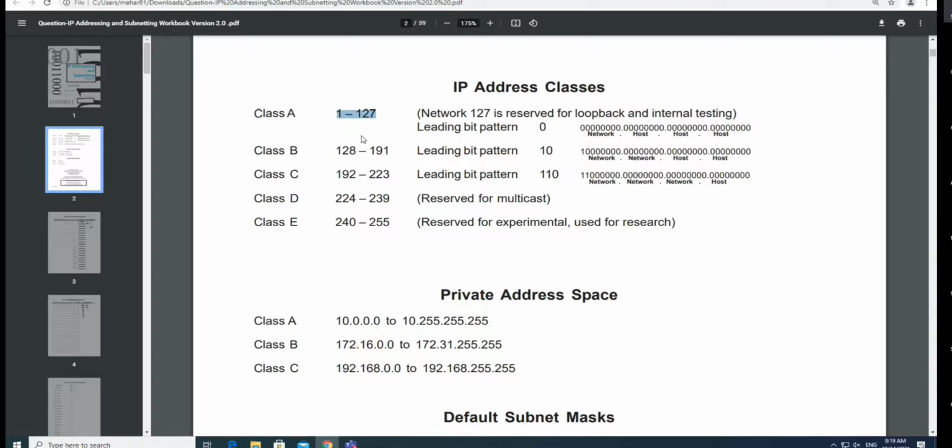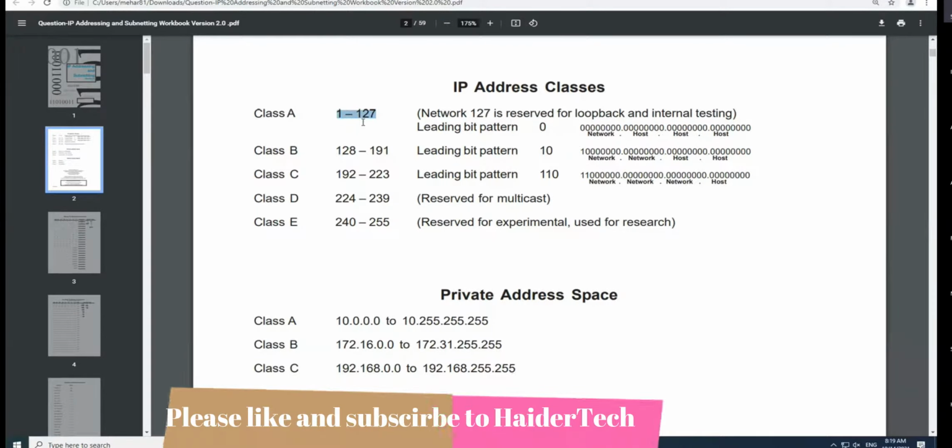Or they will give you three options. So what is the range of class A? They will give you three different options, so you need to select, okay, the range is 1 to 127. Please keep it in your mind. From the range itself, you can identify whether this IP address belongs to class A, class B, or class C. These are the different classes. We will see in the rest of our lecture what these classes are and how we can identify which IP belongs to which class.